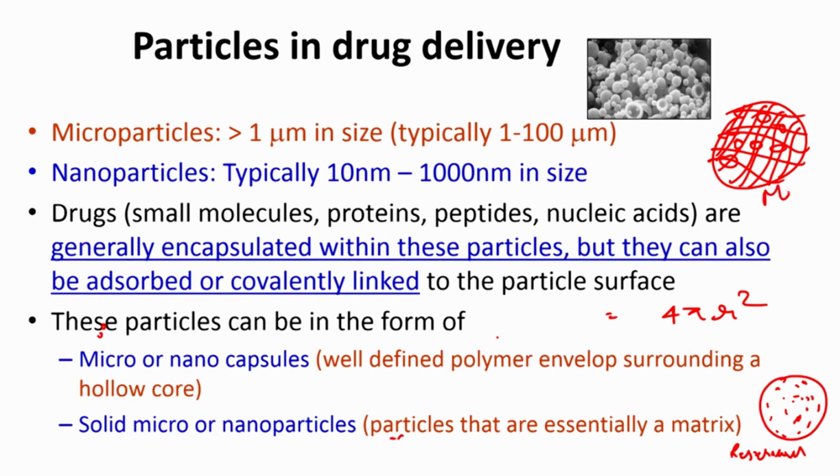So this is sort of a matrix system, and as I said, matrix systems can be both erodible or non-erodible. So these particles can also have the same form, they can either degrade and release the drug, or the drug just has to diffuse out from these polymer matrices. So all of those are fairly feasible, the same applications and the same sort of kinetics are applied, just the surface area and the volume have changed.